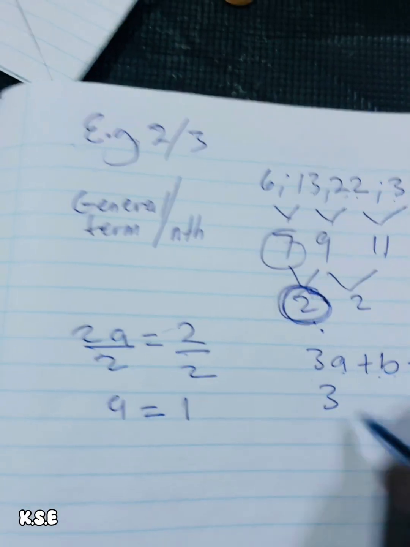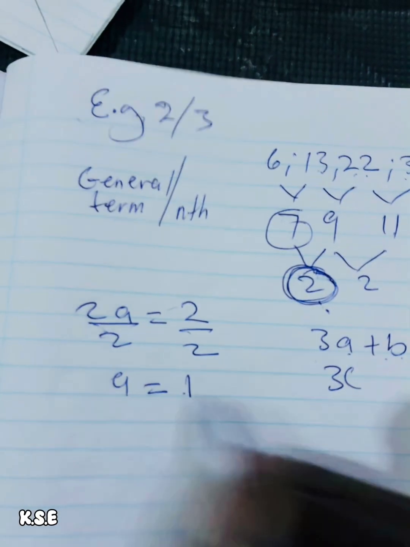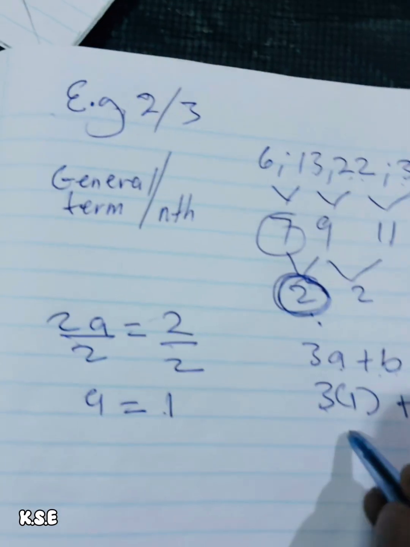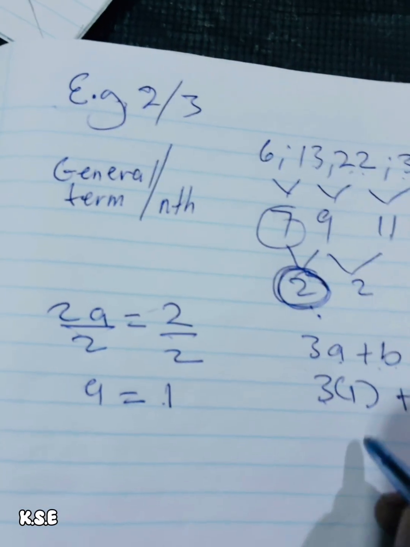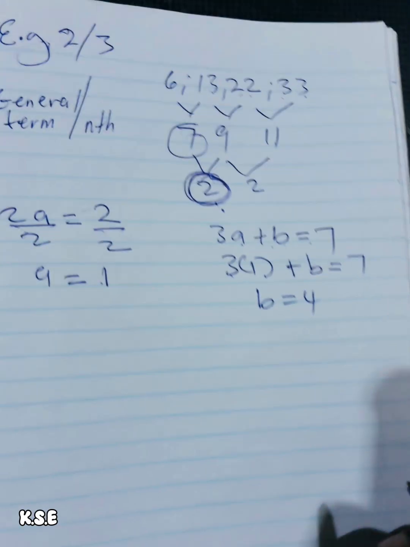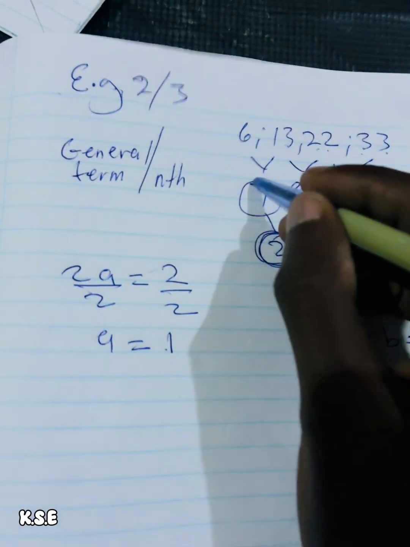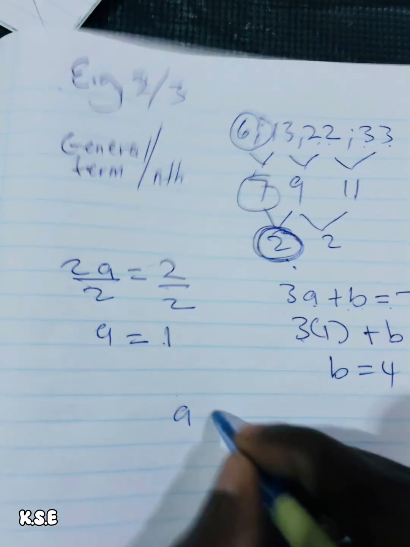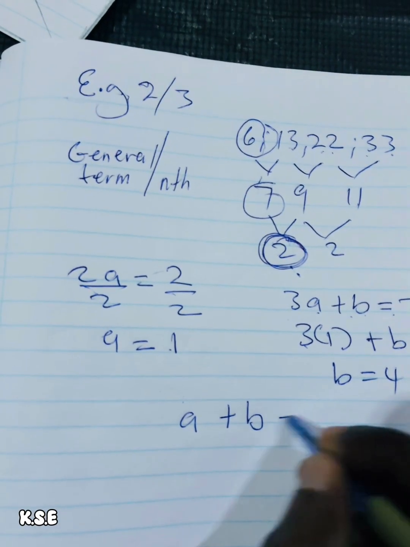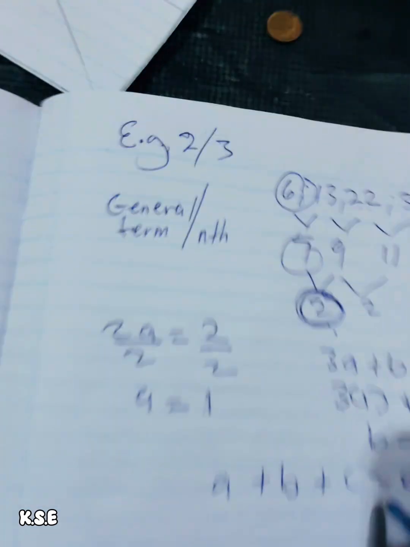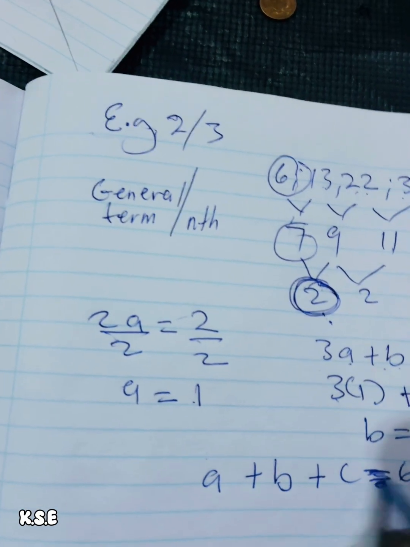Now the first time we got 1 plus b equal to 7. Now we're going to say this multiplied by this is going to give us 3. Transpose to the other side. 7 minus 3 is going to give us 4. Then we're going to go back. Now we're going to use the first term. We're going to say a plus b plus c is equal to the first term, which is 6.